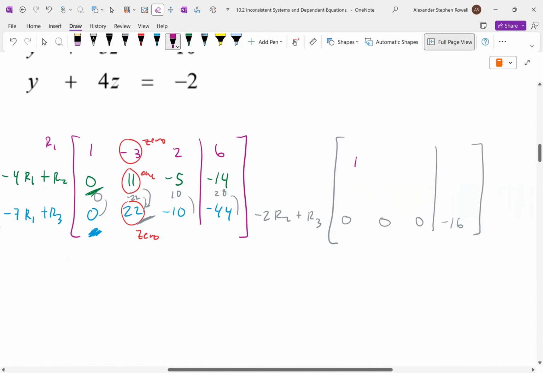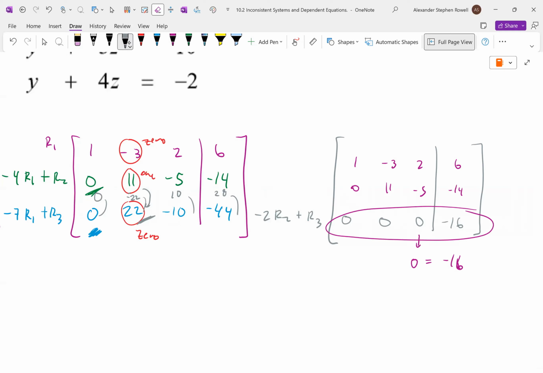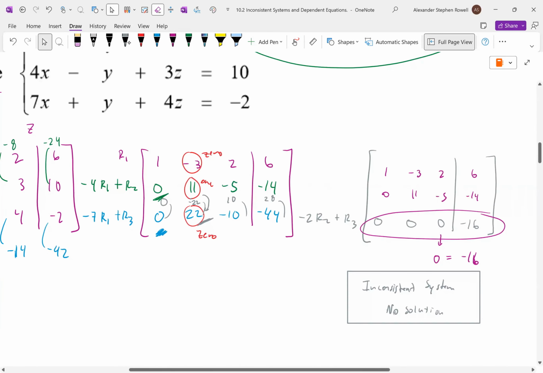Can anyone tell me what the answer is? Inconsistent. Why is this inconsistent? Very good. So this equation here means 0x plus 0y plus 0z is equal to -16, which is absurd. That's never true for any value x, y, or z. So we say it's an inconsistent system. And there's no solution. Any questions about that? Honestly, that's what I'm rooting for on these problems. That's the least amount of work, easy to interpret.